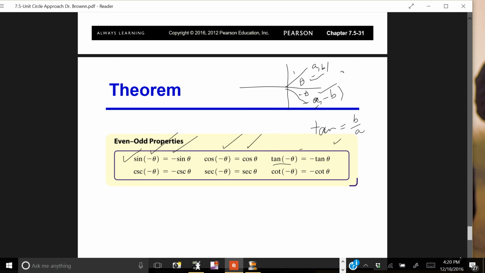And you can keep doing this. Since the cosecant is equal to the reciprocal of sine, the cosecant of minus theta is going to be minus the cosecant of theta. And since secant is the reciprocal of cosine, secant of minus theta is going to equal secant of theta. And since the cotangent is the reciprocal of tangent, cotangent of minus theta is equal to minus cotangent of theta.